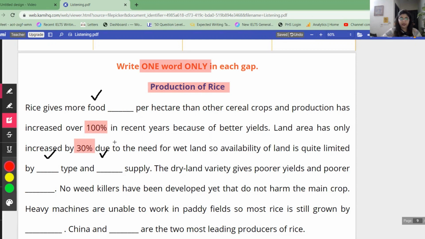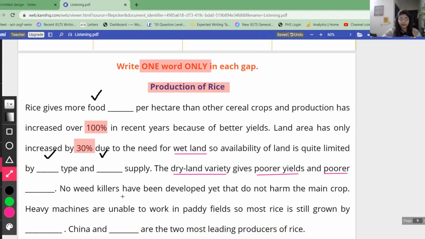Now, land area has only increased by 30% due to the need for wetland. So availability of the land is quite limited by dash type and dash supply. So there is something, a type of something, and something that is to be supplied for a crop. We need to listen to it. Now the dry land varieties give poorer yields and poorer dash. So what they're saying is that rice is for wetland. If it is dry land, then the variety gives poorer yields and they have poorer dash. So after the yield, there is something which is also poorer.